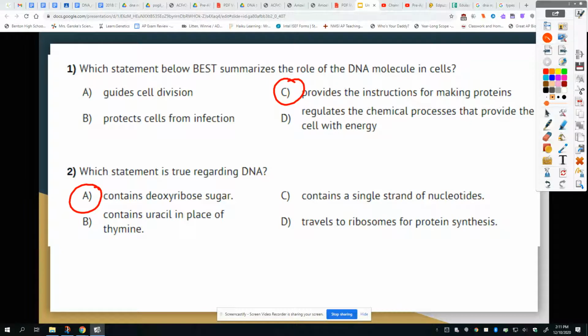It does contain deoxyribose sugar. A is the correct answer there. B, C, and D are all descriptions of a nucleic acid, but of RNA.